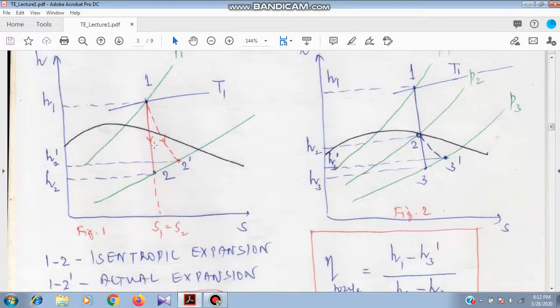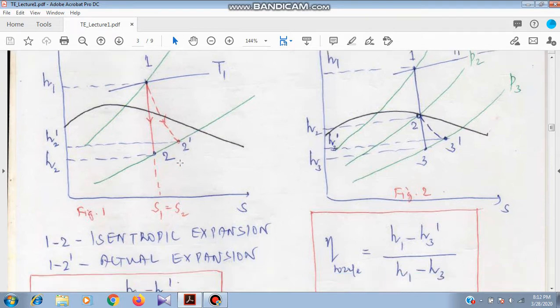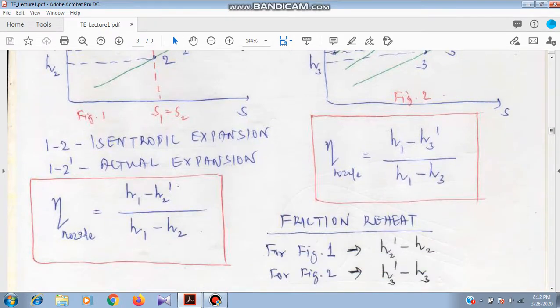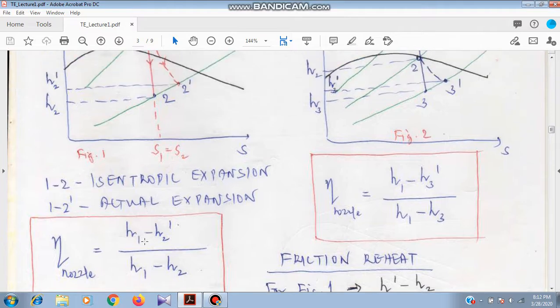And you take the enthalpy difference, H1 minus H2 for isentropic expansion, H1 minus H2 dash for actual expansion. H1 minus H2 dash is less. So a term called nozzle efficiency, the lower value you put in the numerator, H1 minus H2 dash by H1 minus H2.